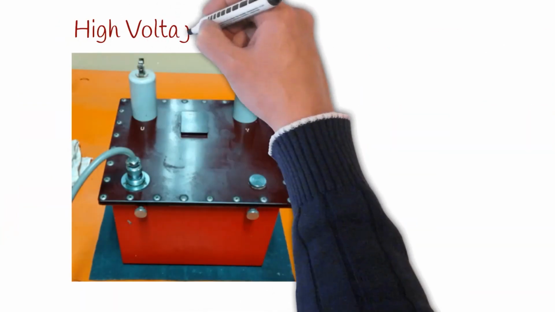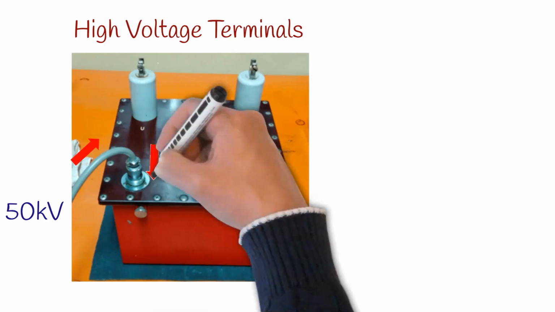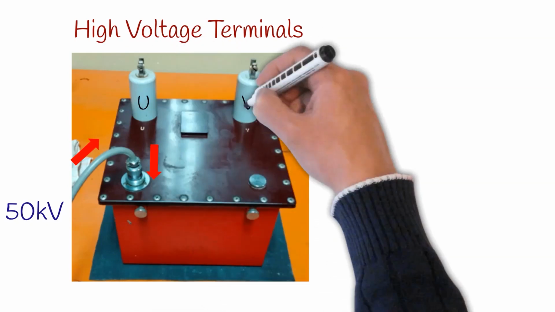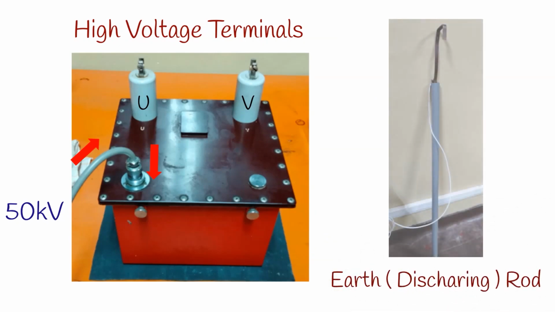So these are the two high voltage terminals used in this setup. The output voltage of 50 kilovolts coming from the oil tester becomes the input to these terminals. Also you can see they are named U and V. Additionally, there is an earth discharging rod to discharge these terminals whenever required.